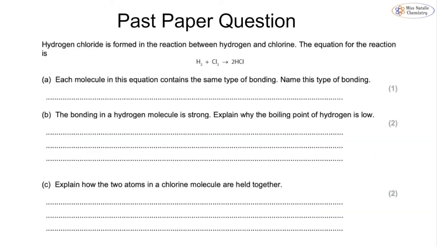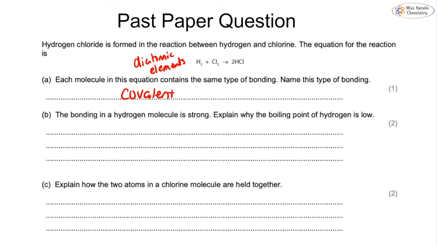Now we should be able to put everything that we've learned in this topic into past paper questions. So hydrogen chloride is formed in the reaction between hydrogen and chlorine, and we're given the equation here. So H2 plus Cl2 gives us 2HCl. Note these are our diatomic elements joining together. And each molecule in this equation contains the same type of bonding. We want to name it. Well, this whole topic has been about covalent bonding, so that of course has to be the answer.